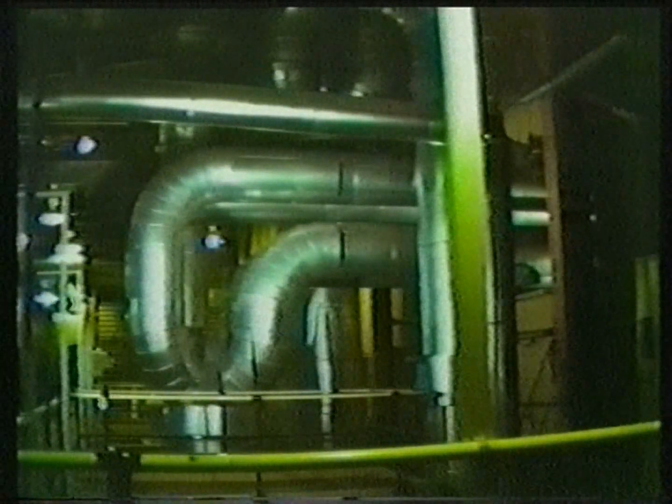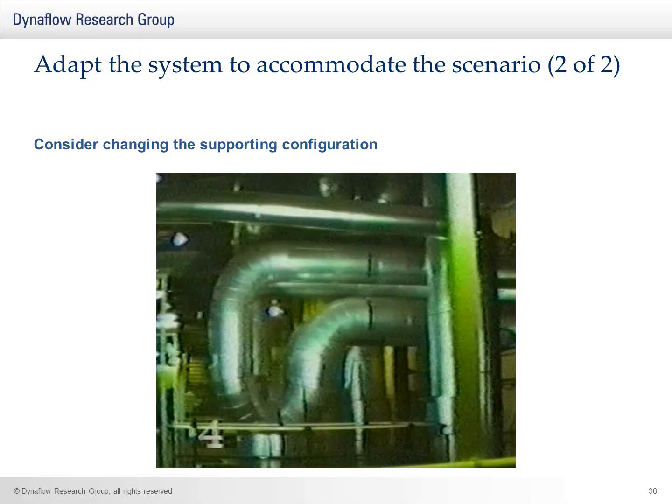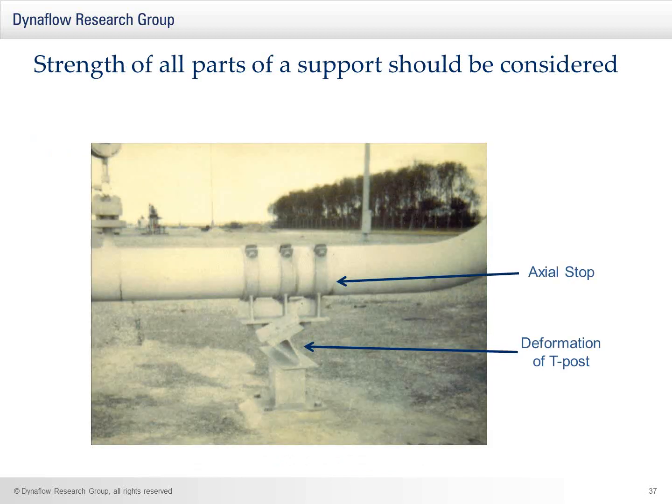Additionally, when considering additional supports, we should also consider that all parts of the support need to be sufficiently strong. For example, in the example shown here, we see an axial stop, which has got 3 buckles, so remains on the line. However, the T-post is not as strong as the pipe shoe. And you see that T-post, much like those shown previously in case 2, has deformed, as it's not able to withstand the torsional moment generated by the surge load.